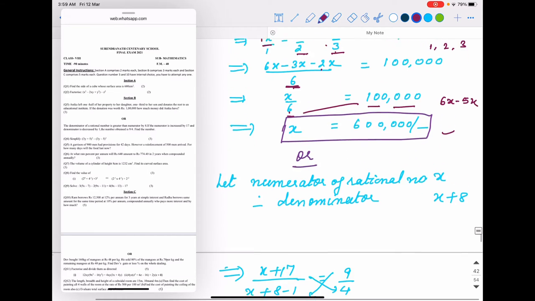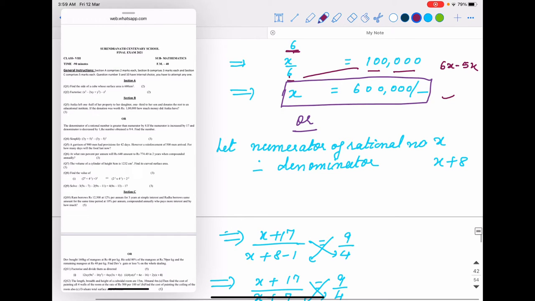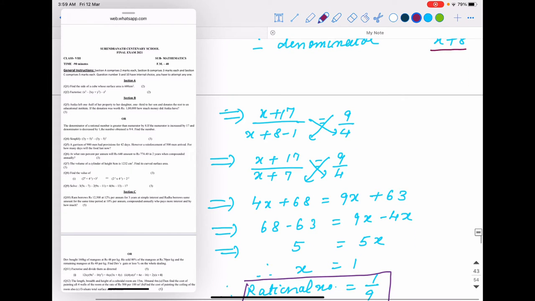Next there is a question that the denominator of a rational number is greater than the numerator by 8. So we suppose the numerator is x, so the denominator will be x plus 8. Now what is the relation given? If the numerator is increased by 17, as on the left side of the question paper, the numerator is increased by 17, means x plus 17. The denominator is decreased by 1, that means the denominator is x plus 8 already, we are decreasing, so minus 1. The number is 9 by 4.